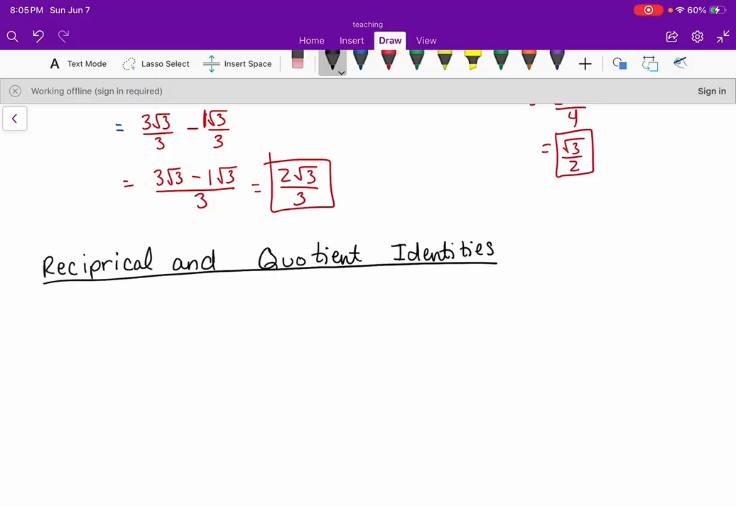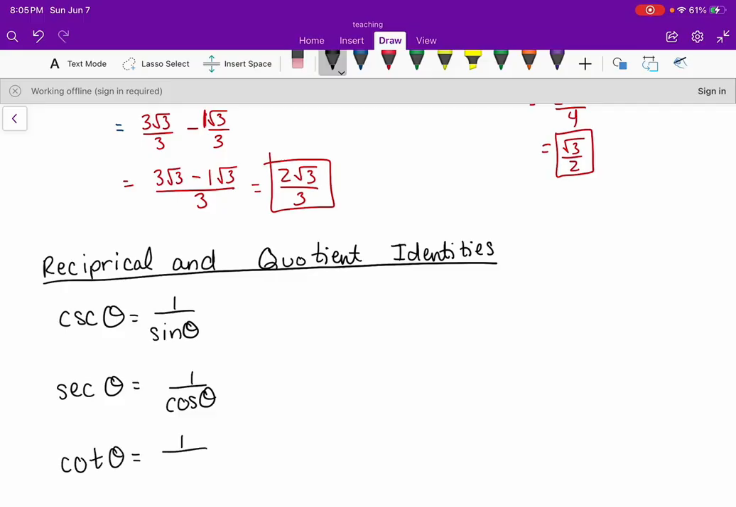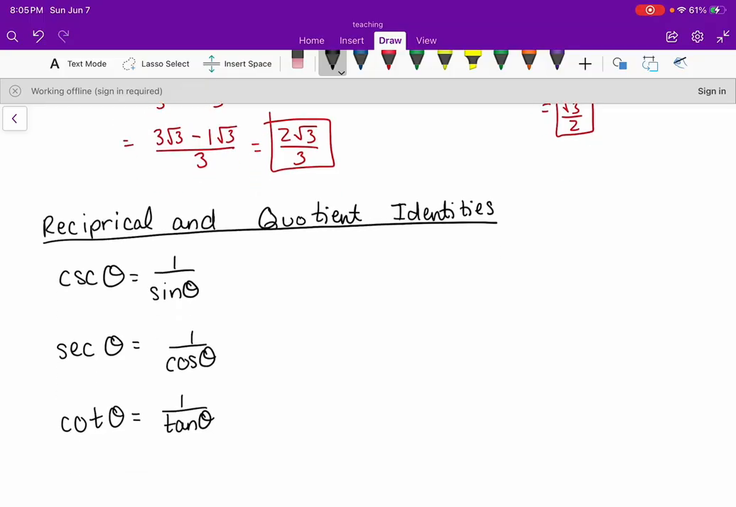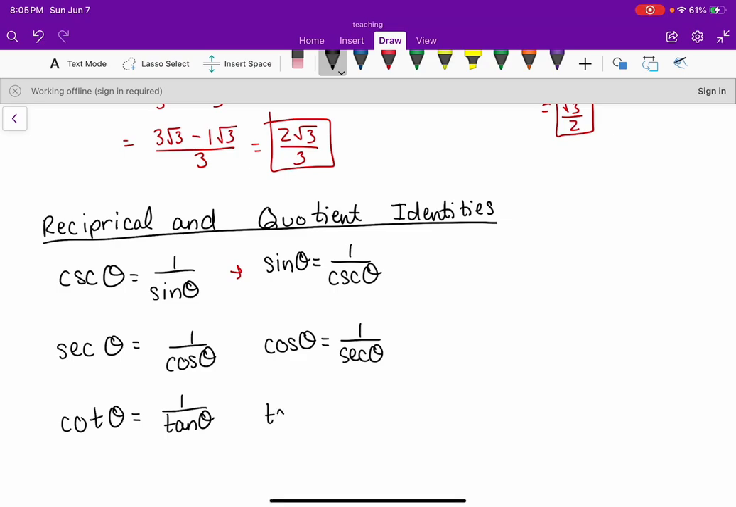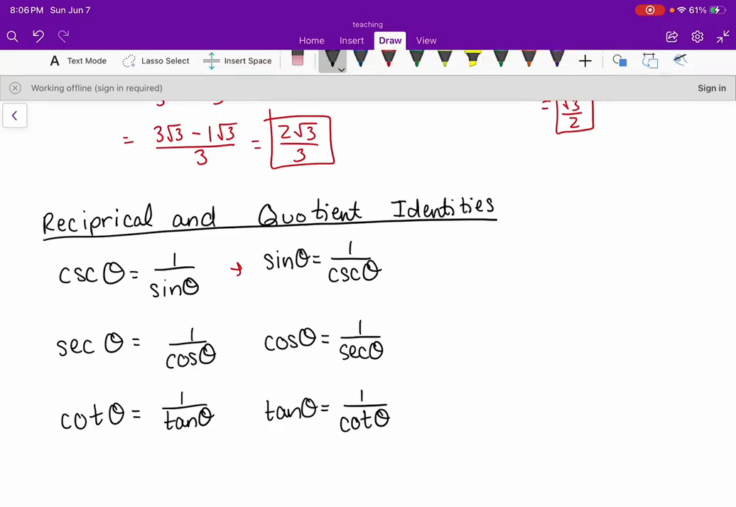Alrighty, so I'm going to go ahead and start writing these out. Cosecant of an angle is equal to 1 over sine of that angle. Secant of an angle is 1 over cosine. Cotangent of theta is equal to 1 over tangent theta. You can also swap these around. So you can also write this as sine of theta equals 1 over cosecant theta. Cosine theta equals 1 over secant theta. And tangent theta equals 1 over cotangent theta. So these are what's called your reciprocal identities.